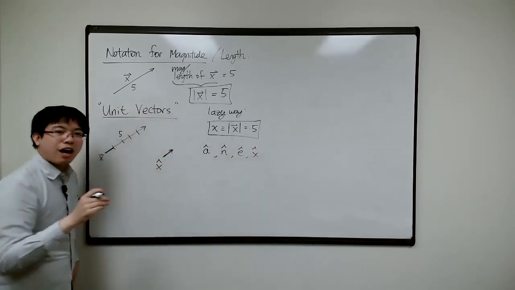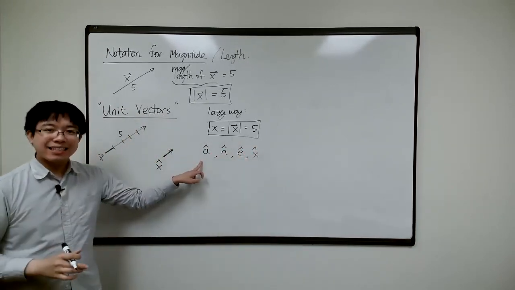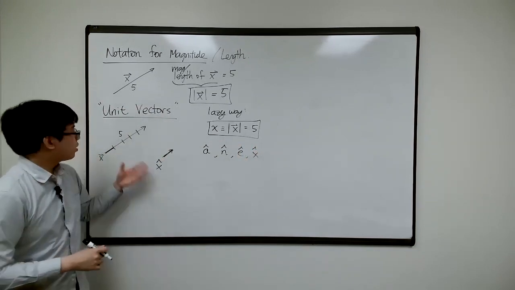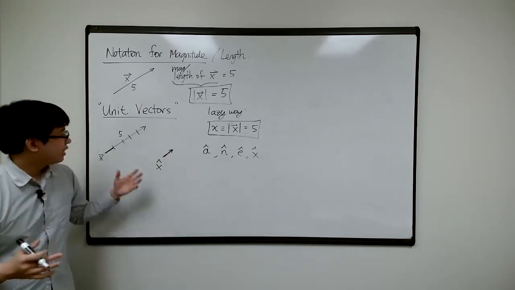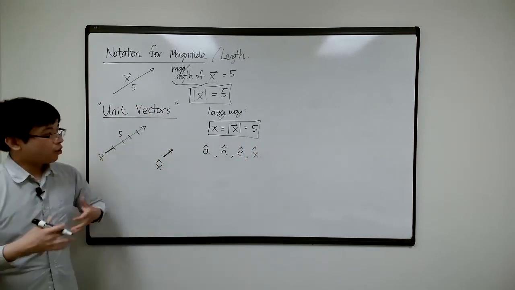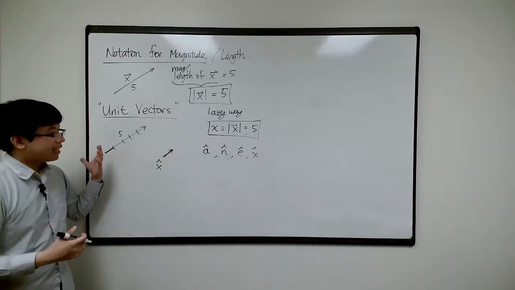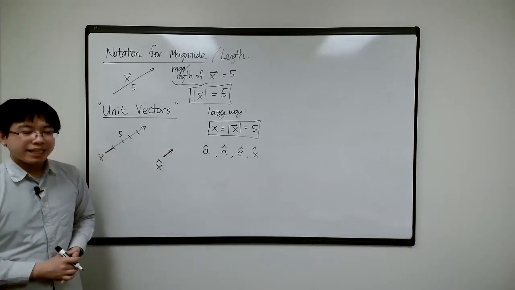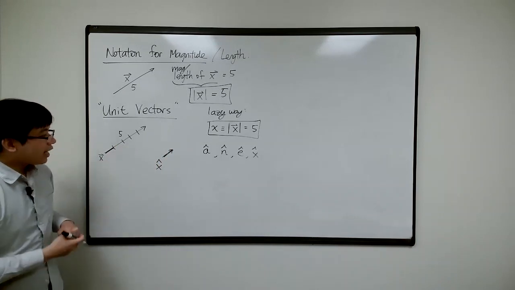If there's a hat on top, it's emphasizing that this is a vector, not only a vector, but a vector with 1 unit. Whether your frame of reference is each unit is a centimeter or a meter or kilometer, it's 1 of whatever the unit you're talking about is. Okay. All right.